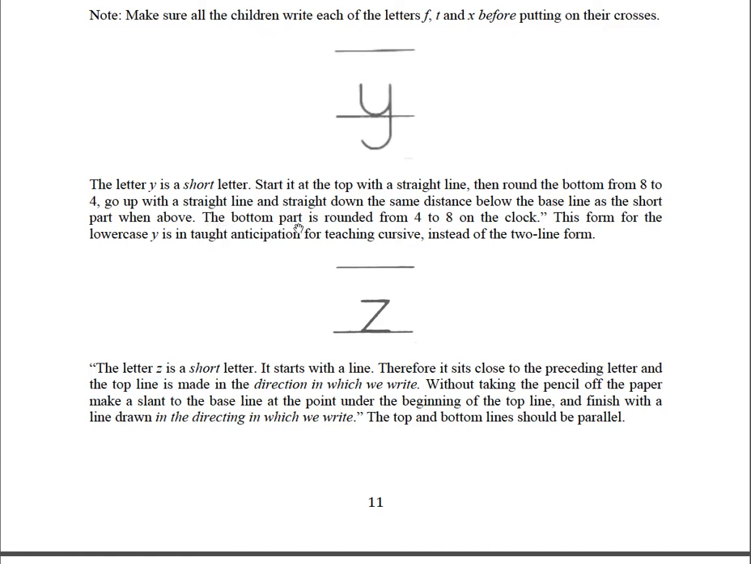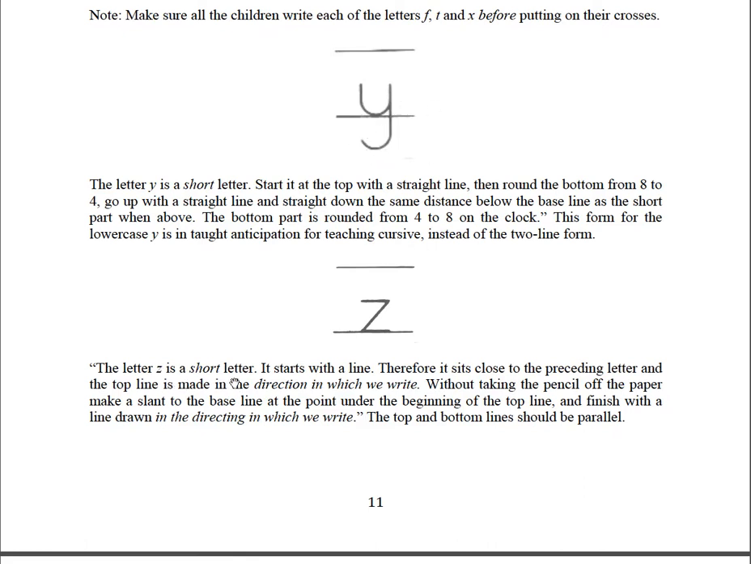But the bottom part is rounded from 4 to 8 on the clock. This form for the lowercase y is taught in anticipation for teaching cursive instead of the 2-line form. Sometimes kids come from schools that make the Y with 2 lines, and I will teach that. So you just take your pick there. I prefer this because this is going to turn into easy cursive.